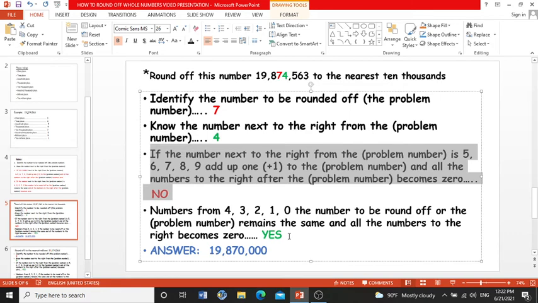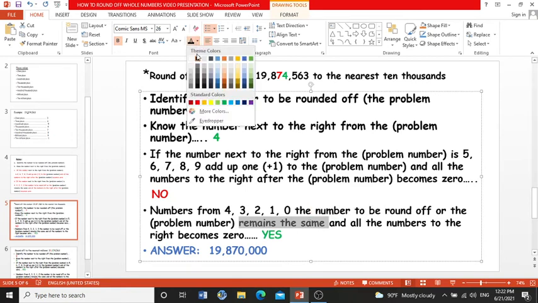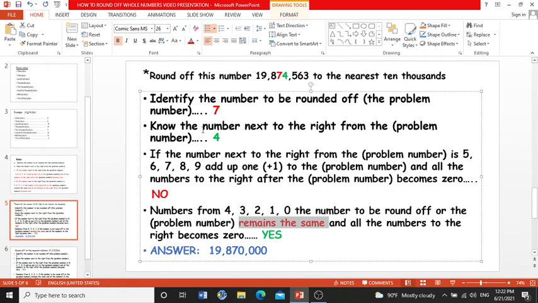So let's check the next rule, rule D. Rule D says, if the number next to the right from the problem number is 4, 3, 2, 1, 0, the number to be rounded off, or the problem number, remains the same. So be careful, remains the same, meaning you don't change it at all. And all the numbers to the right become 0. To the right meaning after the target number.